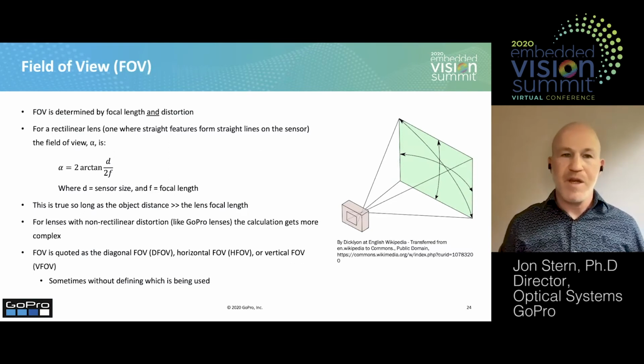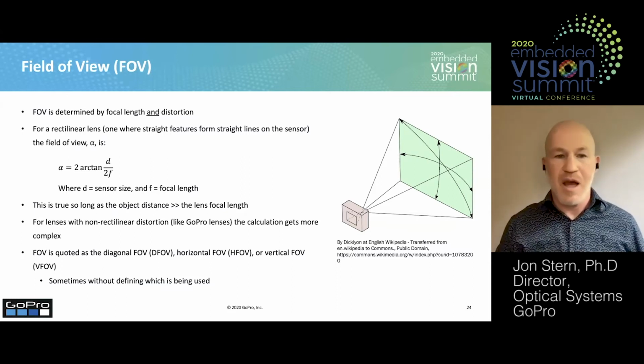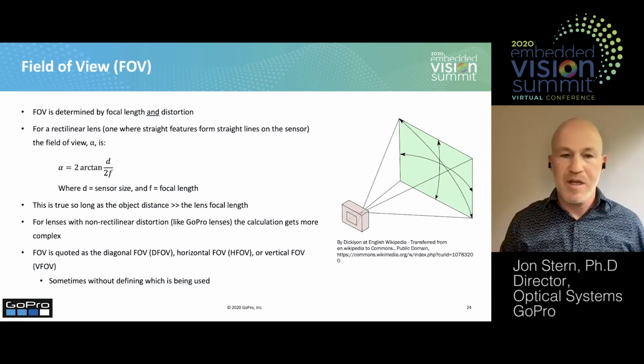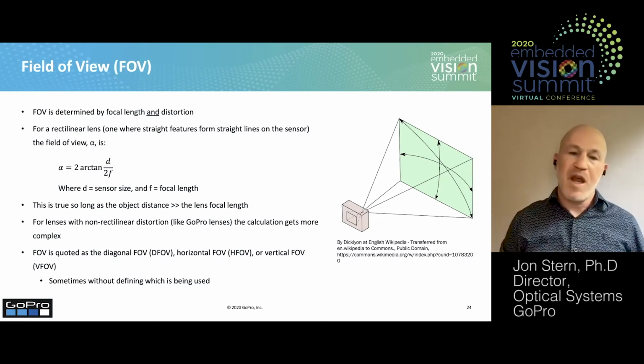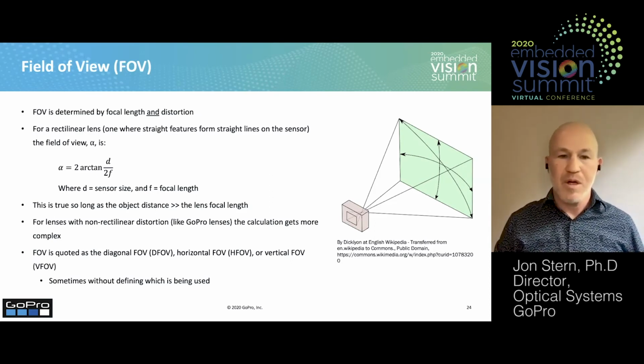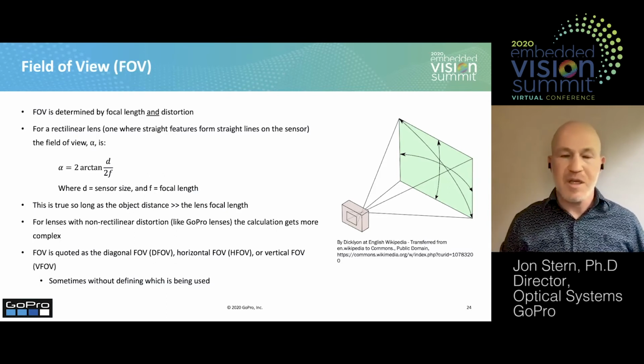Field of view, FOV, is determined by both the focal length and the distortion of the lens. For a rectilinear lens, which is one where straight features in the scene form straight lines on the sensor, the field of view alpha is 2 times the arctan of the sensor size divided by twice the focal length. And that's true so long as the object distance is much greater than the lens focal length. For lenses with non-rectilinear distortion, like GoPro lenses, the calculation gets more complex. For vision systems, we're generally going to be dealing with rectilinear lenses.